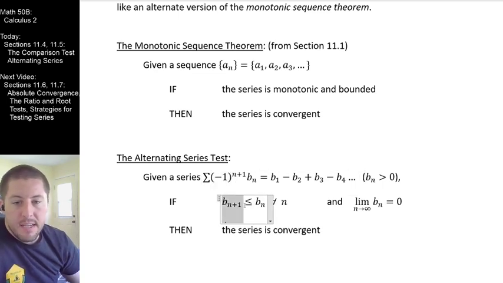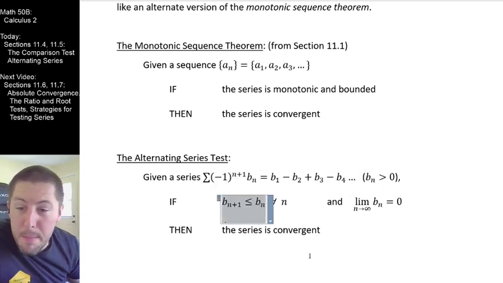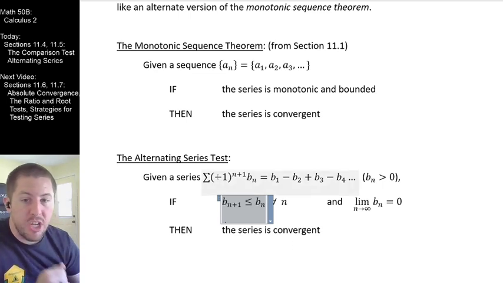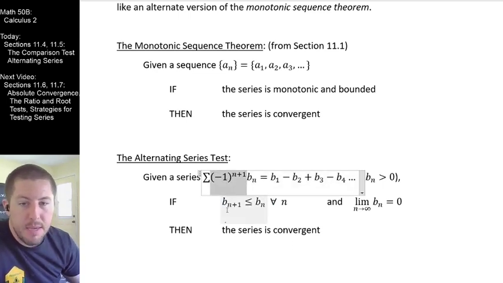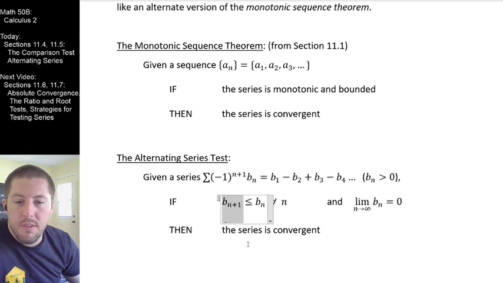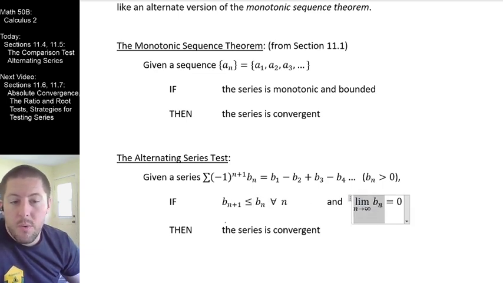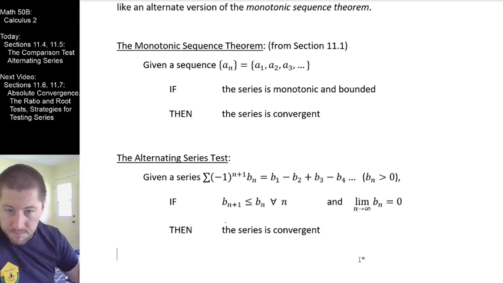Then if it is the case that the b sub n's, meaning only the magnitude, ignoring any sign changes, because the sign changes are not in the b's, if the magnitude of those b terms is always decreasing, if the next term is smaller than the current term, if it's always guaranteed to be decreasing or at least non-increasing, because we get the or equal to for all the n's, and if the sequence of b terms tends to 0, then this is going to be a convergent series.